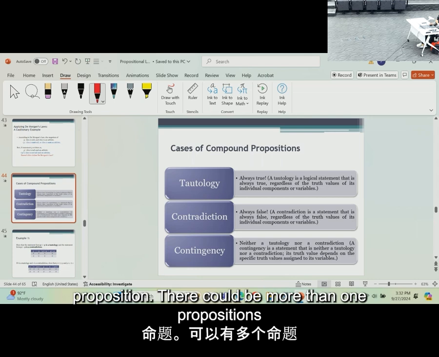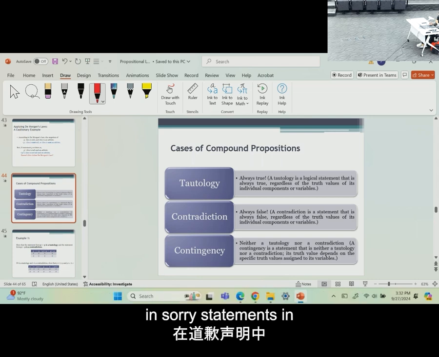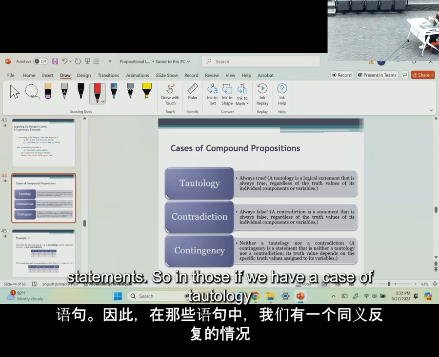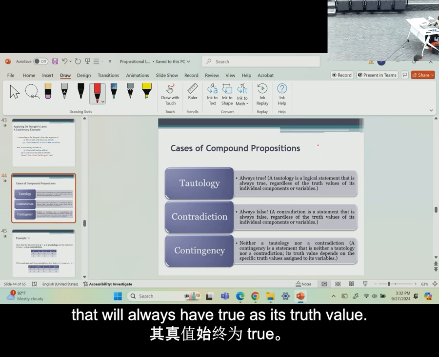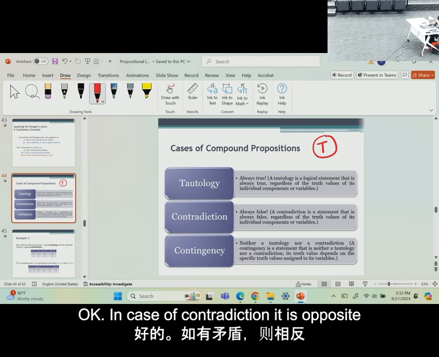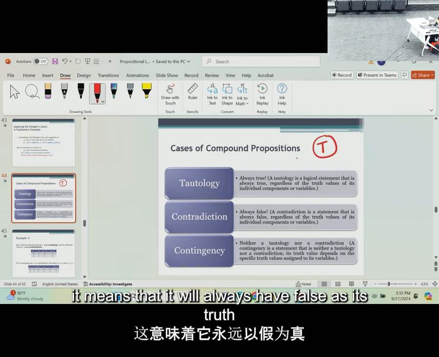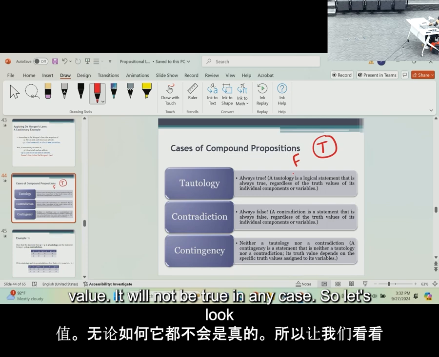Okay, there could be more than one statement in a compound proposition, right? We have at least 2 statements. So in those, if we have a case of tautology, that will always have true as its truth value. Okay. In case of contradiction, it is the opposite. If there is a case of contradiction in a proposition, it means that it will always have false as its truth value. It will not be true in any case.